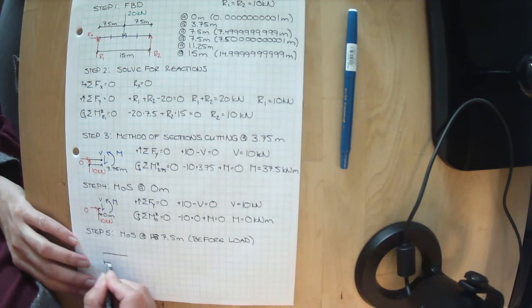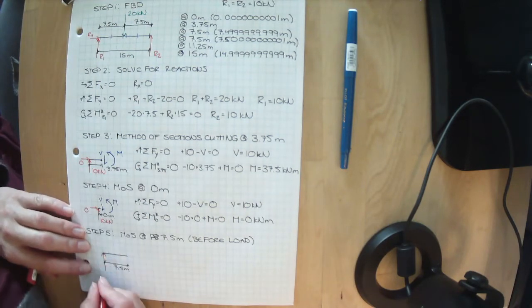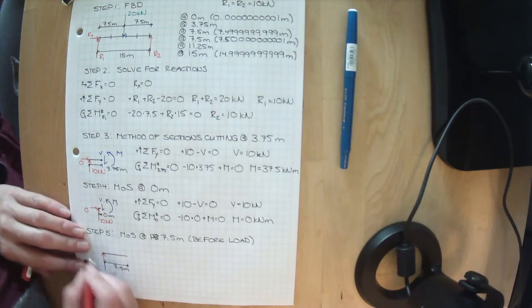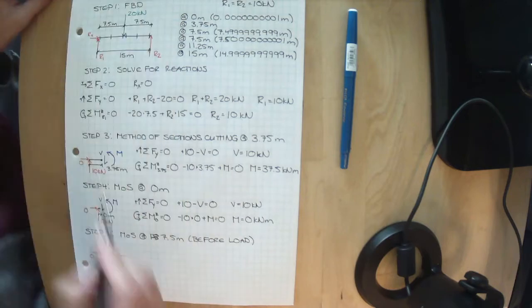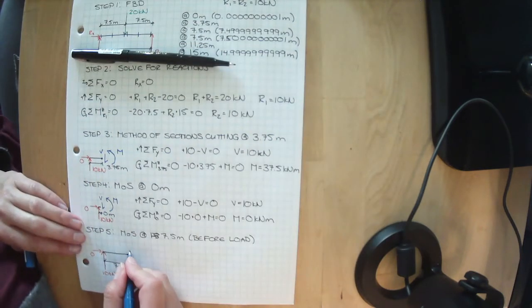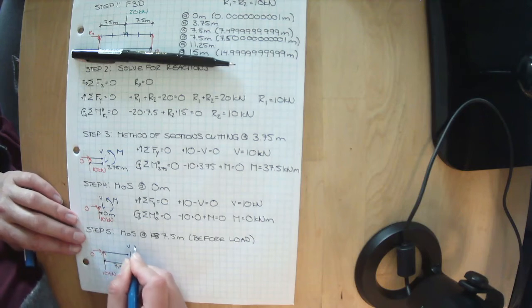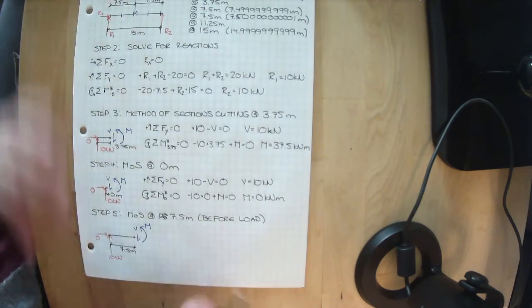So we have this at 7.5 meters. We know that we have a 10 kilonewton reaction here, and 0 right here. We're going to have internal forces that we don't know what they are, but we know this must be in static equilibrium, so we can solve for what those internal forces are.